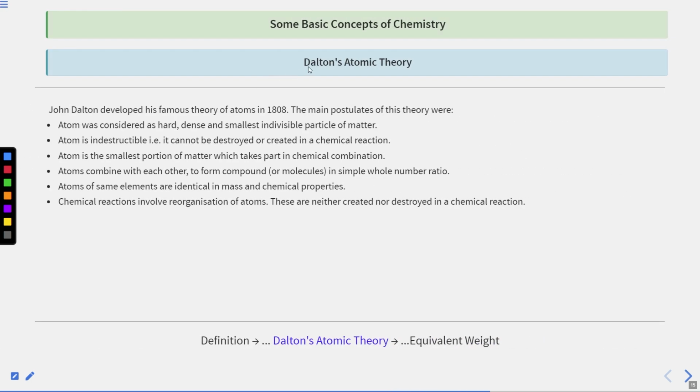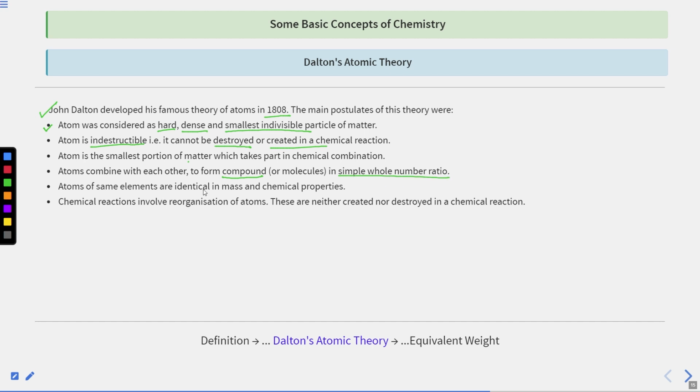Moving on to Dalton's atomic theory. John Dalton developed his famous theory of atoms in 1808. The main postulates of this theory were: first, the atom was considered a hard, dense, and smallest indivisible particle of matter. Atom is indestructible, that is, it cannot be destroyed or created in a chemical reaction. Atom is the smallest portion of matter which takes part in chemical combination. Atoms combine with each other to form compounds or molecules in simple whole number ratio.